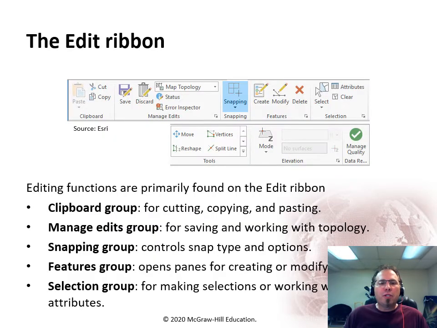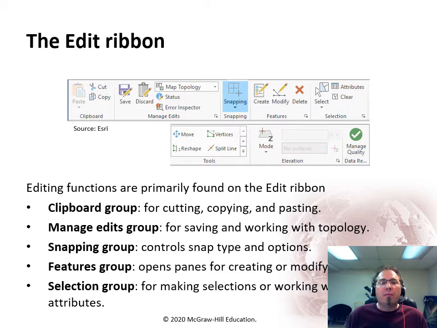So in ArcGIS Pro, they've obviously changed around a lot of the menus. So you have the editing ribbon at the main top of the program. And when you click on that, you can see that the tools are kind of broken up into different groups. So you have the clipboard group, which is for cutting, copying, and pasting. Now, some of those are grayed out right now. You got to copy something before you can paste it, that kind of thing. You got the manage edits group, which is for saving and working with topology.